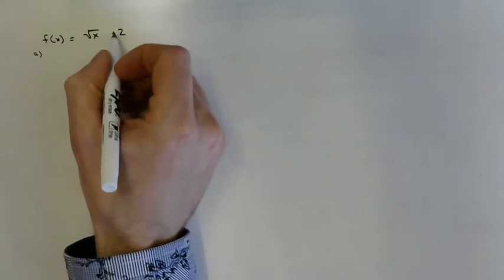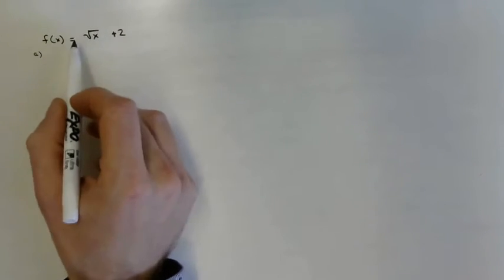So we're given a function, f of x equals the square root of x plus 2. So it's a transformation of the base root function. We're going to write an equation to represent each of the following and then sketch them on the graphs provided there. So the first thing that we're going to do is write down f of x equals radical x plus 2.